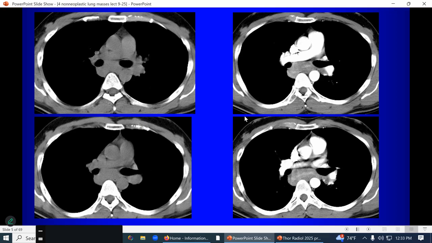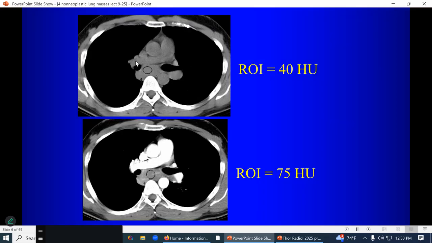Is the lesion enhancing? Partially. Yes, it is enhancing, right? So, taking the ROIs for you, this lesion is enhancing, so it can't be a bronchogenic cyst. Bronchogenic cysts can be high in attenuation on non-contrast CT. They can have proteinaceous fluid. They might even have hemorrhage. But they should not enhance. If you have an enhancing lesion, now we have a solid mass, not a bronchogenic cyst.